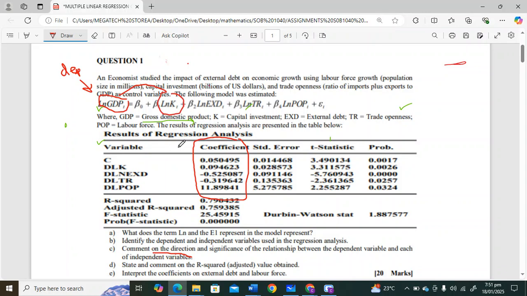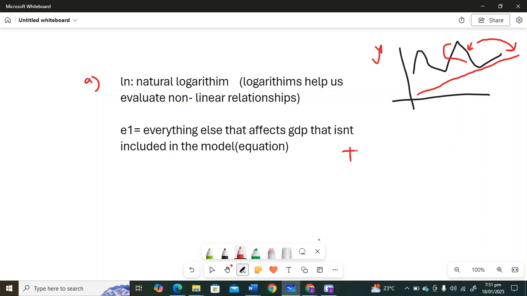All right. The coefficient for capital investment here is this one here, 0.094. Now, since this coefficient is positive, because for the direction we're looking at the sign of the coefficient. If the coefficient has a positive sign, it means if you put GDP here and capital investment here, if capital investment increases, GDP is also going to increase. So it's like they're moving in the same direction.